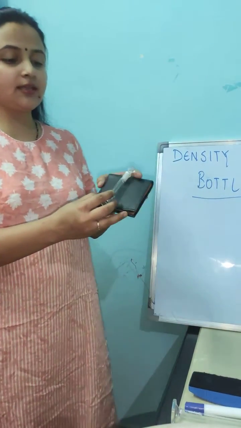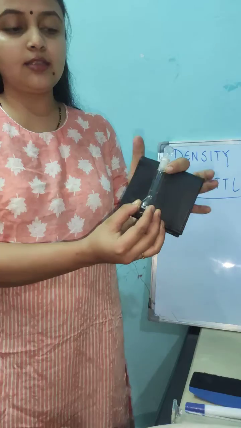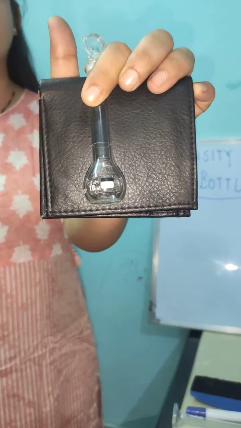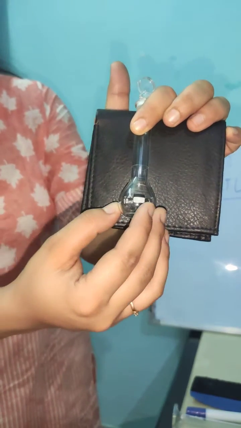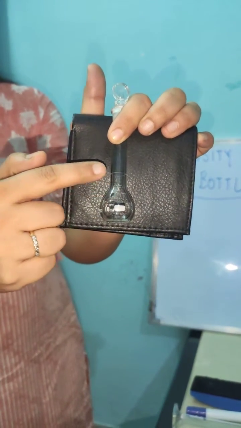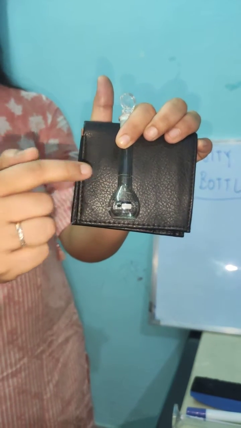Can you see this kind of a bottle, right? This is called a density bottle. I have applied a black background so that it is visible to you all. You can see here it is written 10 ml. 10 ml means the maximum capacity or the volume it can hold is 10 ml, right?